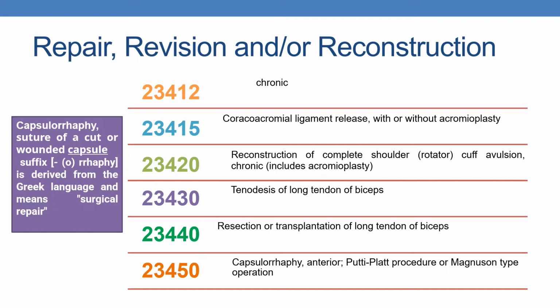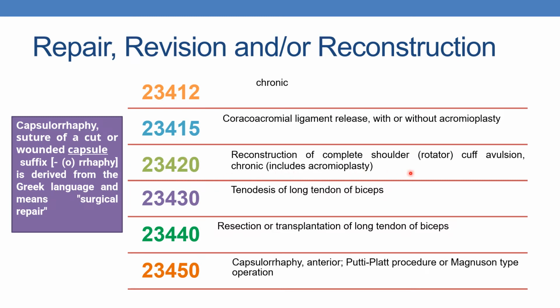Next is 23412. 23412 is nothing but repair of ruptured musculotendinous cuff. For example, rotator cuff, open chronic. Previously it was acute. Acute is given by the code 23410, whereas chronic is indicated by 23412. The next is 23415. Coracoacromial ligament release with or without acromioplasty. The next is 23420.